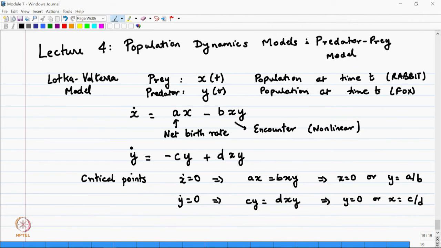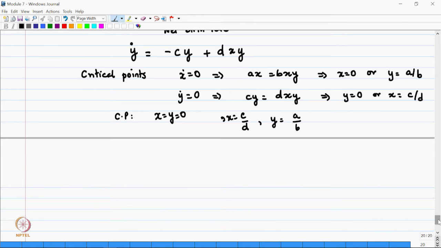So basically you can see that if x equal to 0 in this case, then y has to be 0. Similarly, if y equal to 0, then x has to be 0. So the critical points are basically given by x equal to y equal to 0, that is the first critical point. And for the second critical point, if y equal to a by b, which means y is not equal to 0, then x has to be c by d. So the other critical point is given by x equal to c by d, y equal to a by b. So we have two critical points: 0, 0 and c by d, a by b.